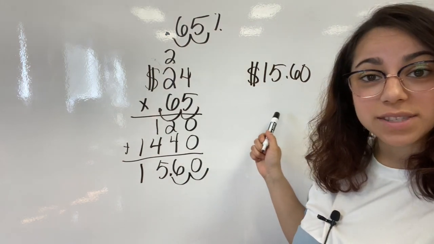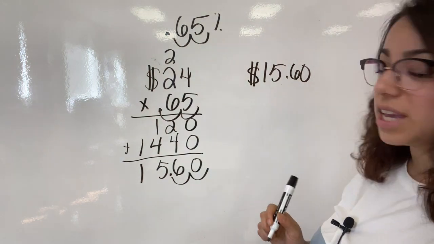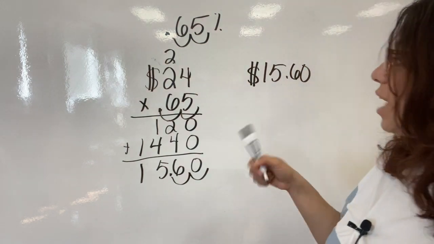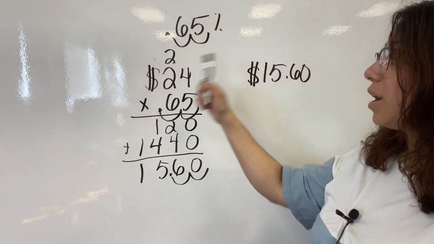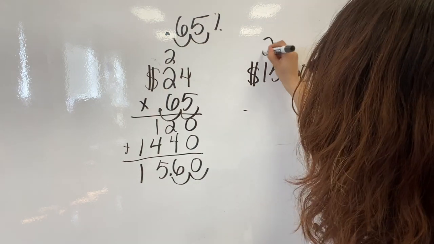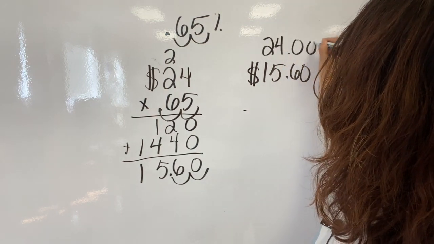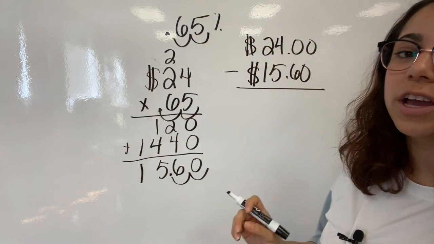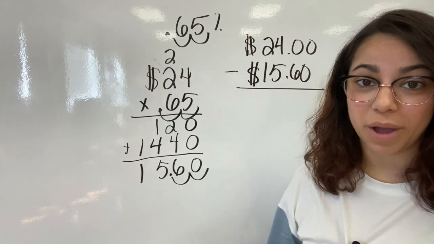So here's the first part of the problem, okay? How much does she have saved? She has $15.60 saved for her jeans. How much does she have left? Well, to find that, instead of multiplying all over again, we can just subtract. So I'm going to put this up here, $24. And we're going to subtract to find out how much she has left to buy for these jeans.